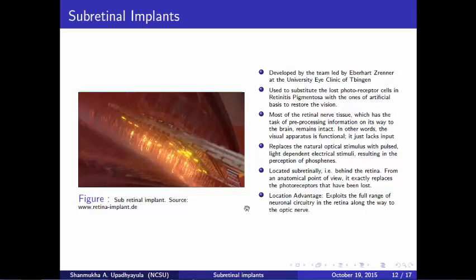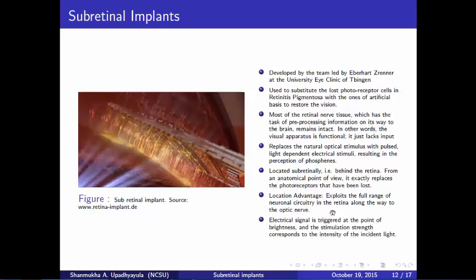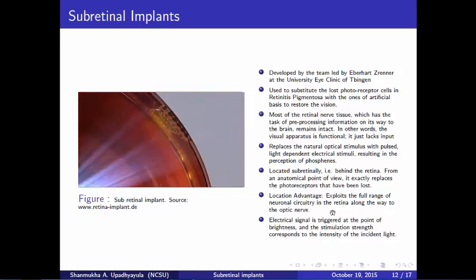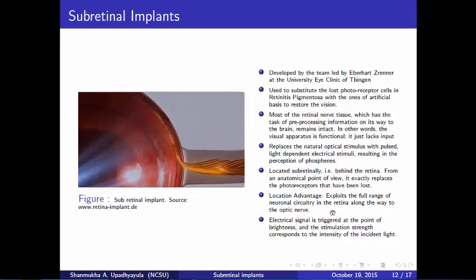The advantage of being located subretinally is that it exploits a full range of neuronal circuitry in the retina all along the way till the optic nerve. The electrical signal which is triggered by these subretinal implants is directly dependent on the intensity of the light which is incident on them.